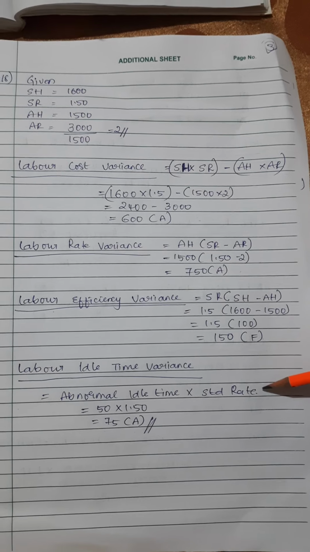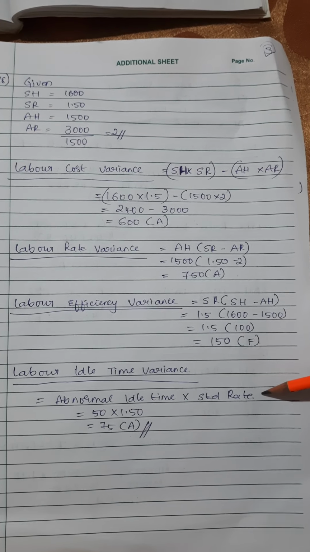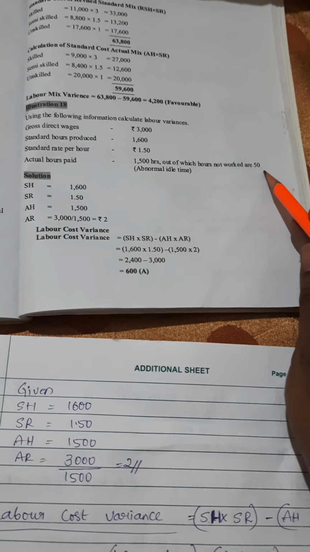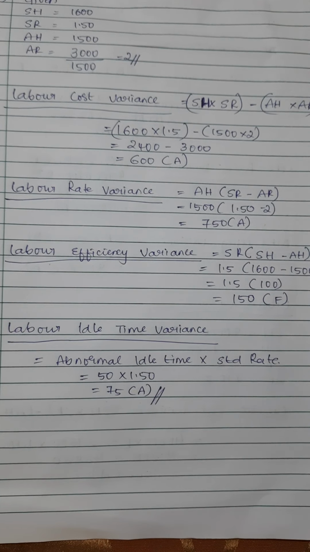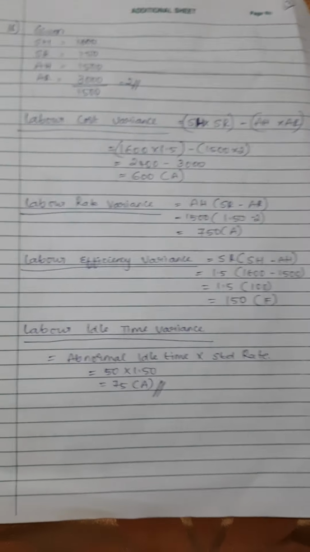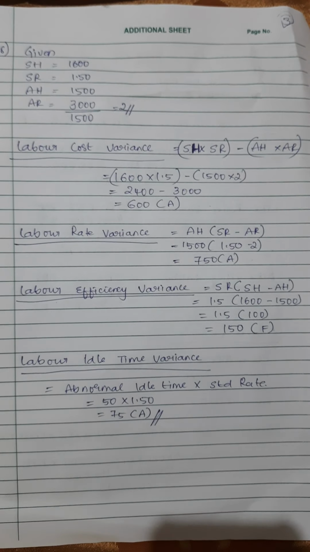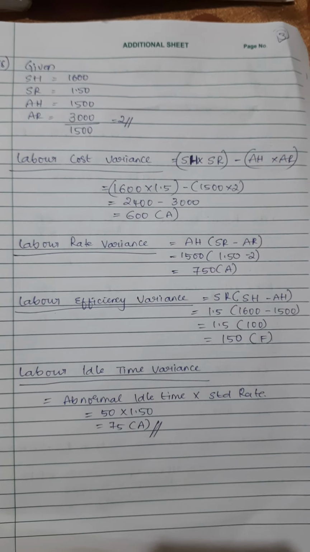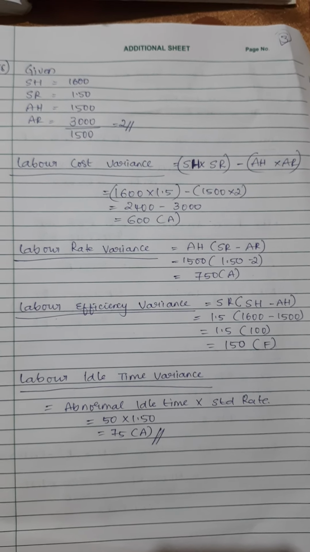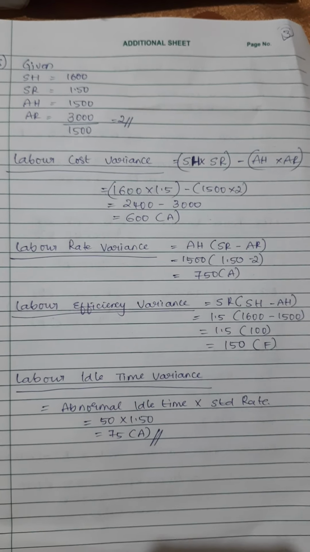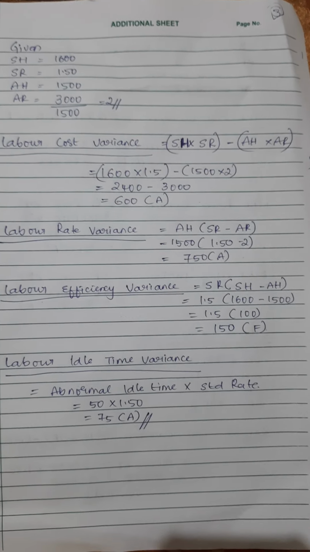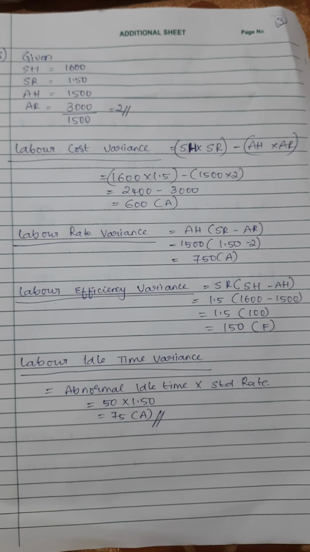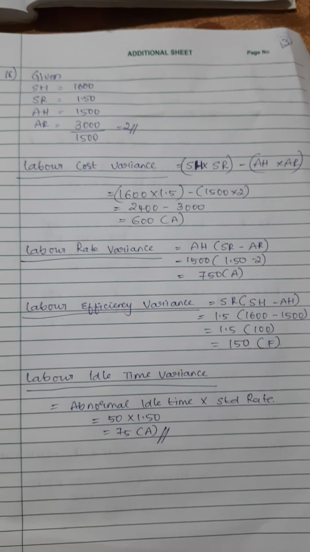Idle time variance, your formula is abnormal idle time into standard rate. So what is abnormal idle time? It's given in the question here, 50 hours. So 50 into standard rate 1.50, therefore it's going to be 75, which is a negative value. Why it is a negative value is because this is something which is wasted. Idle time is related to hours which are not worked. Okay, so it is adverse in nature. So this is solution number 18.